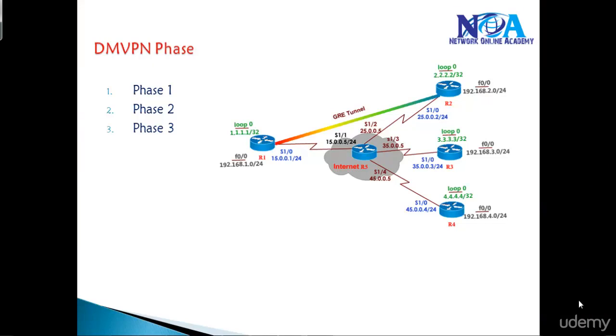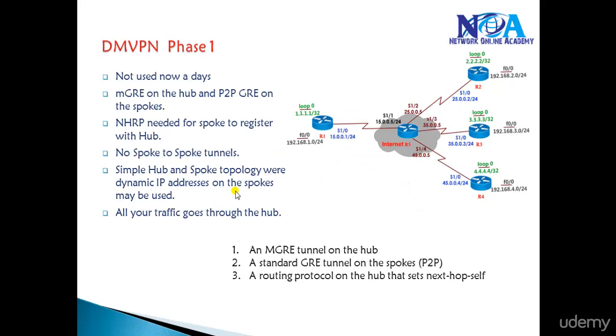Now in this section, we'll talk about DMVPN phases, phase 1, phase 2 and phase 3, just a basic introduction, how they exactly differ. Phases are actually the different ways of implementing your DMVPNs. So let's start with phase 1. DMVPN phase 1 is something we don't use in today's networks.